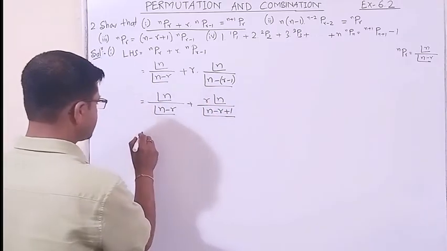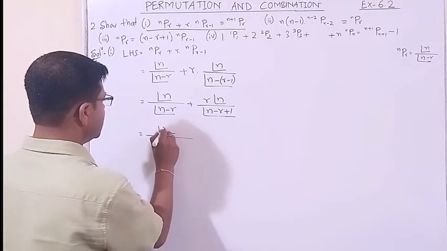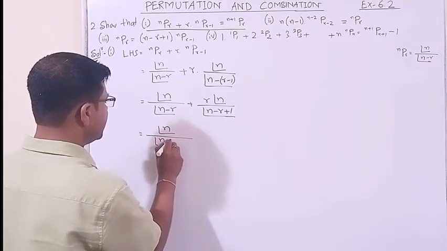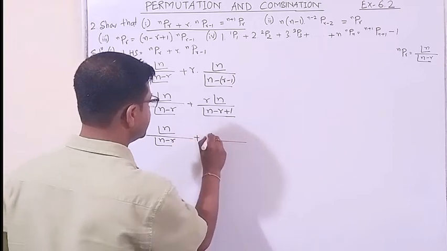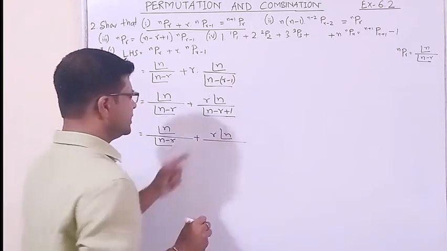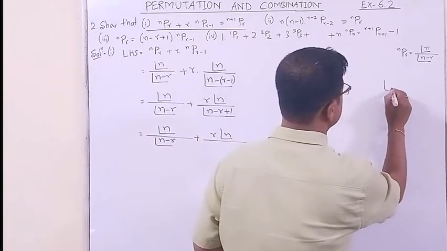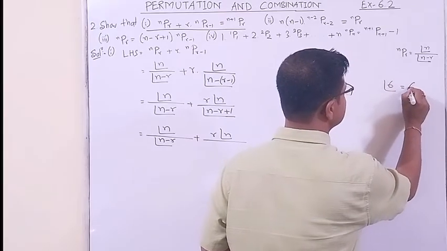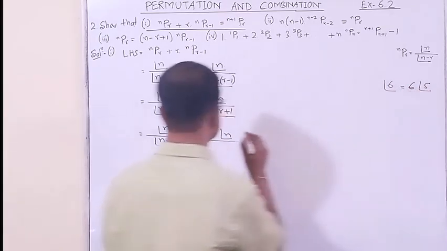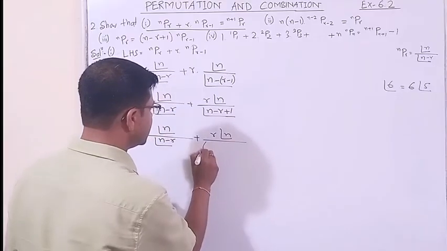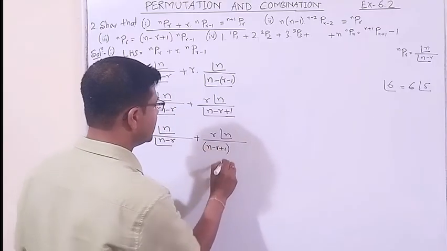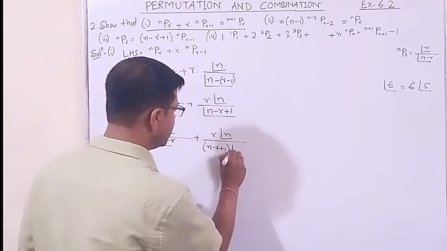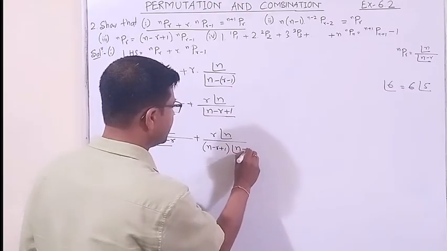Now let us simplify it further. How can we simplify? Suppose factorial 6. This factorial 6 can be written as 6 into factorial 5. Similarly, this term can be written as n minus r plus 1. What is the immediate decreasing term? We shall write factorial n minus r.